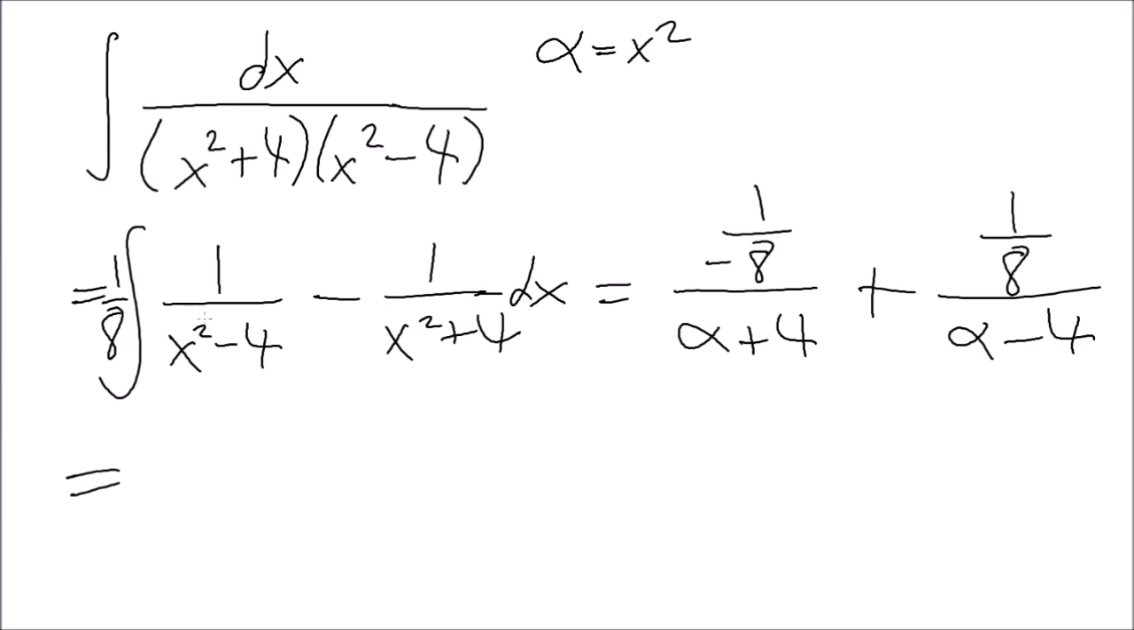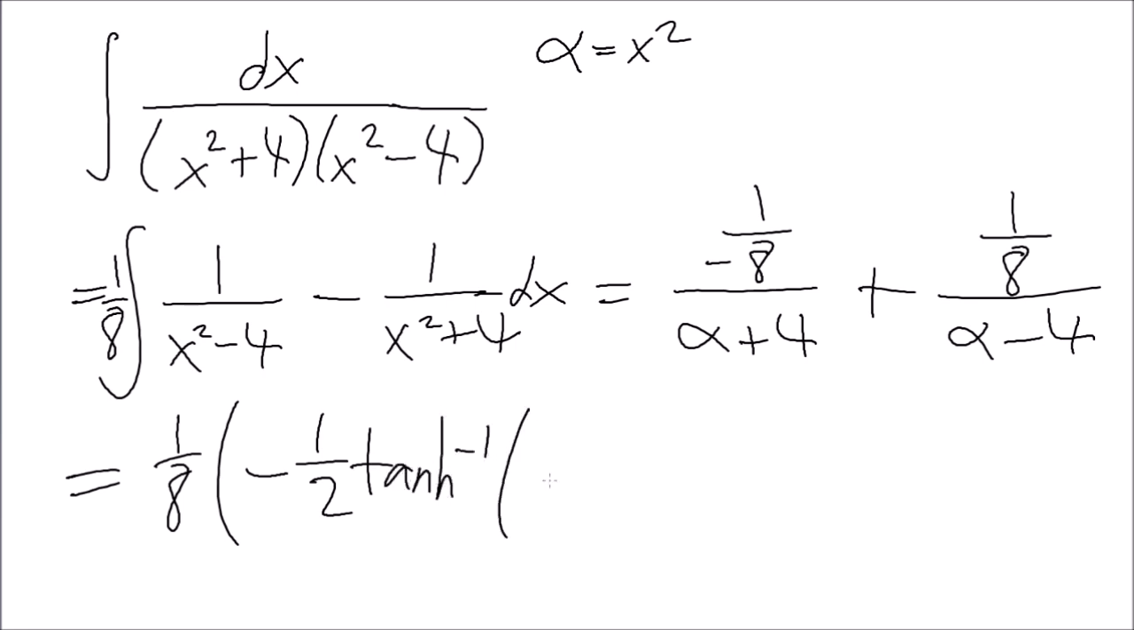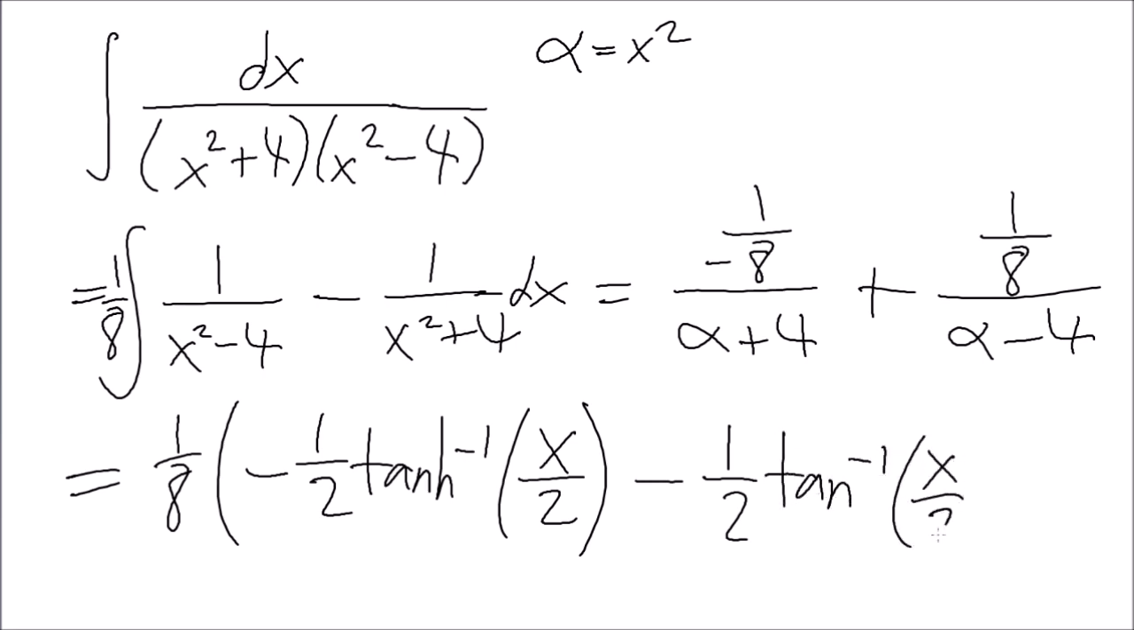Okay, so now this equals 1/8 of inverse tangent. Be careful, this is 1/2 inverse tangent of x over 2, and then inverse tangent. This is, let's see, that's a 4, so we need to reciprocate and square root it. Inverse tangent of x over 2.